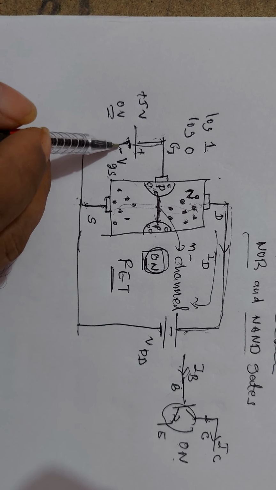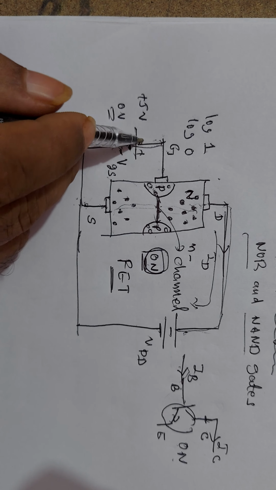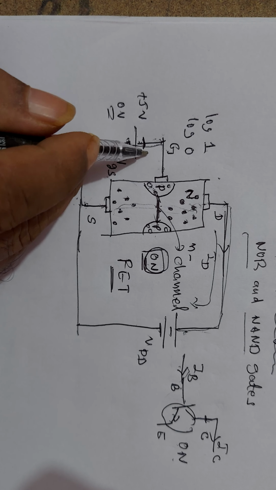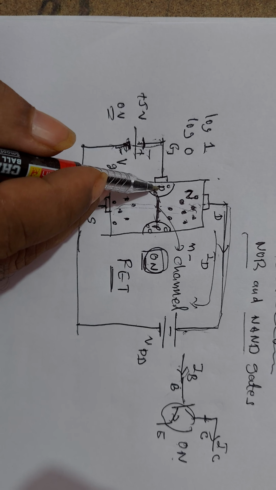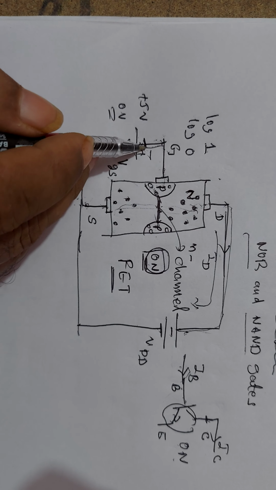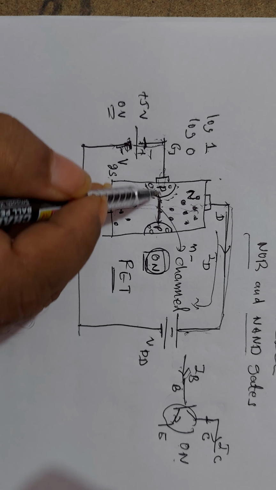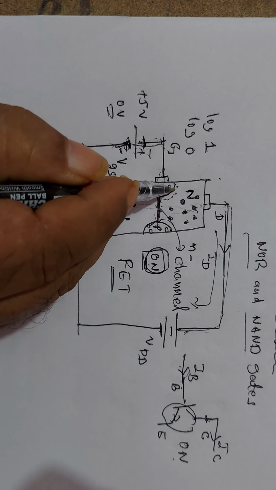So when negative voltage is applied to this gate, what happens? When negative voltage is applied to the gate, P and N is connected to negative. The P side is connected to negative. That means the depletion layer increases. This becomes reverse bias. Therefore, the depletion layer increases.